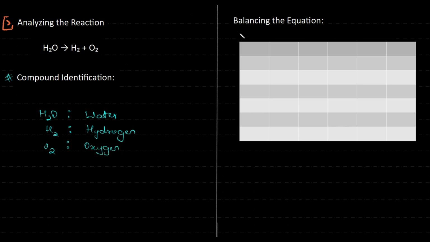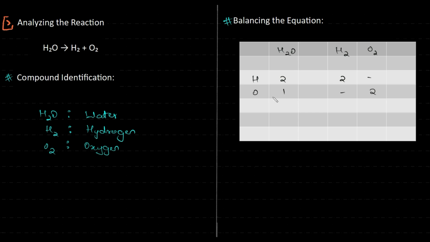So is this balanced? Do you think it's balanced? Have a look at it. No, right? So what should we do? Draw a small table. Write all the reactants at the top and then the atoms over here. Then map them. So in H2O, there are 2 atoms of hydrogen, 1 atom of oxygen. In H2, there are 2 atoms of hydrogen, no atom of oxygen. In O2, no atom of hydrogen, but 2 atoms of oxygen.